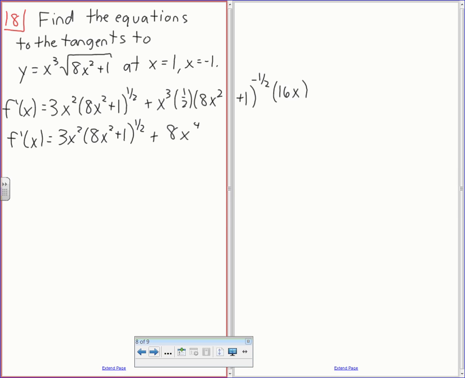So everyone see where Jeff and I got that, right? 16 divided by 2 is 8. X cubed times x is x to the 4. And then divided by 8x squared plus 1 to the 1/2. Now this is just good algebra. Be careful with what you're doing. All the numbers are being multiplied except for the square root. So 16x times x cubed is 16x to the 4th. Then times 1/2 is going to be 8x to the 4th. And then everything in the brackets gets divided by the denominator.